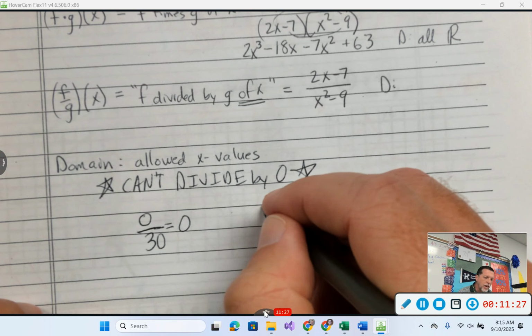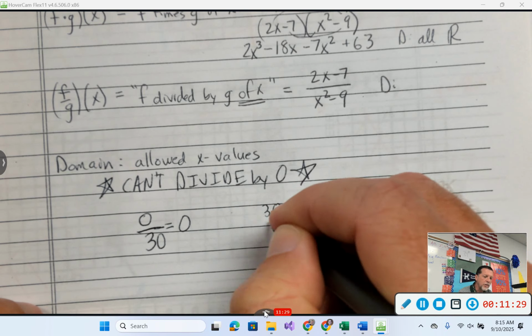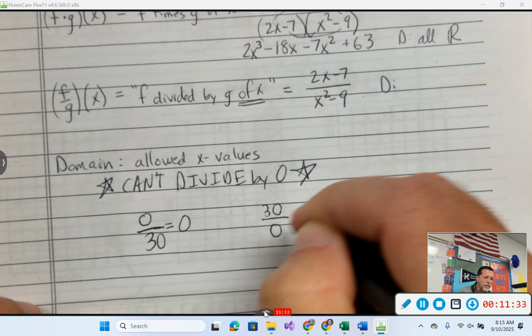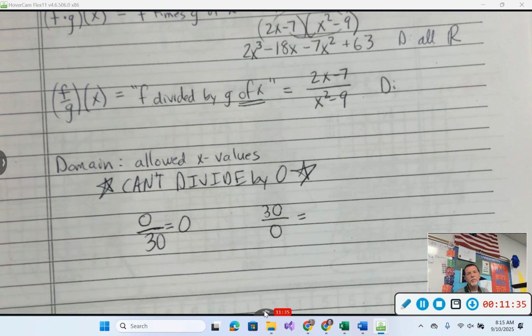Now let's work the other problem. Let's say I have $30 in my pocket. I'm pretty sure I do not have $30 in my pocket. But let's just say I have $30 in my pocket. And I want to divide it equally among 0 people.